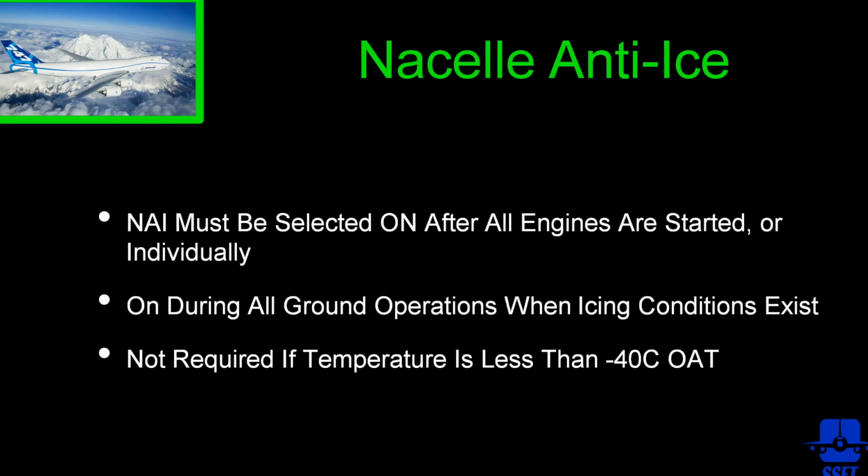We want the nacelle anti-ice on during all ground operations when icing conditions exist. It's not required if the temperature is less than -40 Celsius outside air temperature. If the temperature is that cold, nothing's going to stick to the airplane. It's just way too cold for icing to exist. You could still have something in the air called ice crystal icing, but that's a different kind of animal. This is more on the surfaces of the airplane itself.